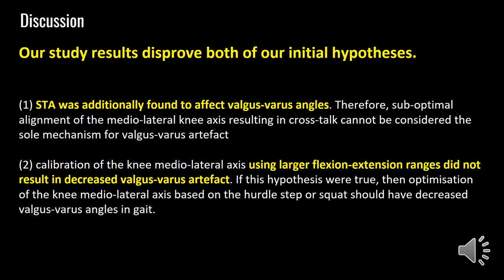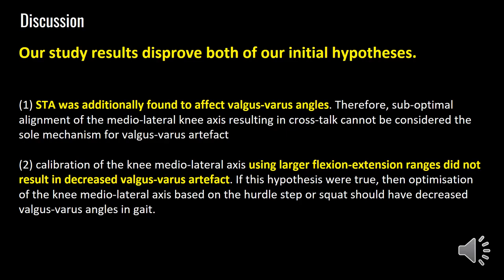And so in our discussion section, we identified that our study results disprove both of our initial hypotheses. We found that soft tissue artifact, or the amount of marker movement as a result of skin and muscle moving, was also found to affect valgus varus angles. Therefore, suboptimal alignment of the mediolateral knee axis wasn't the primary mechanism for the valgus varus artifact. We also found that calibration of the knee mediolateral axis using larger flexion extension ranges didn't result in decreased valgus varus artifact all the time.